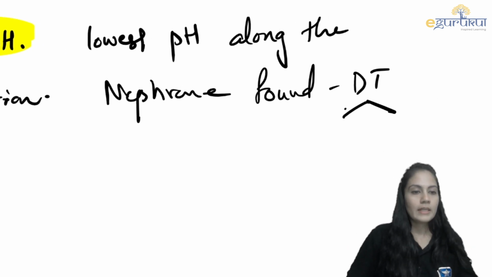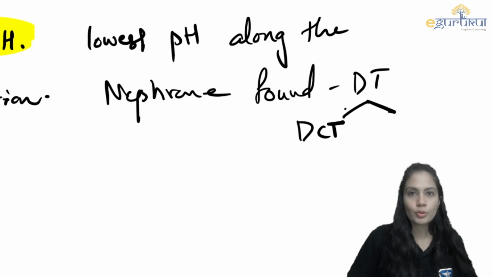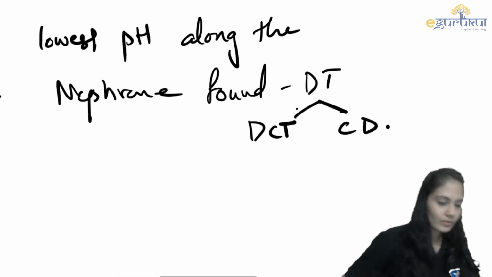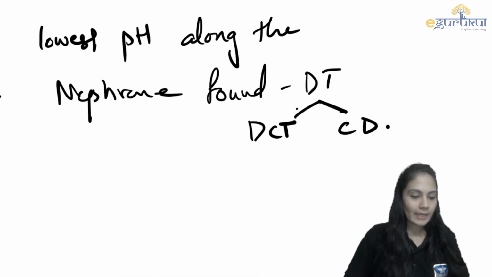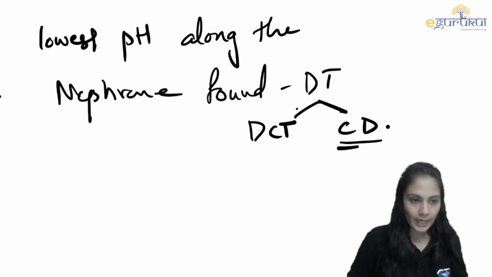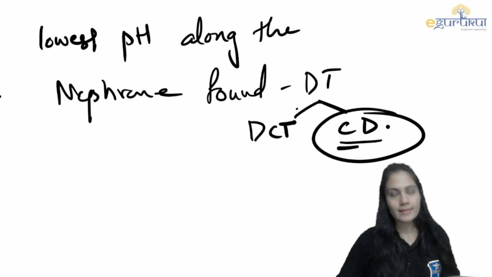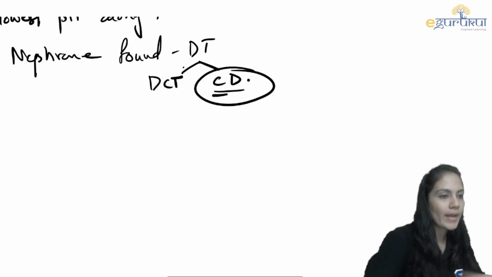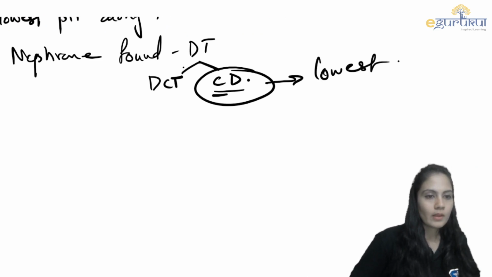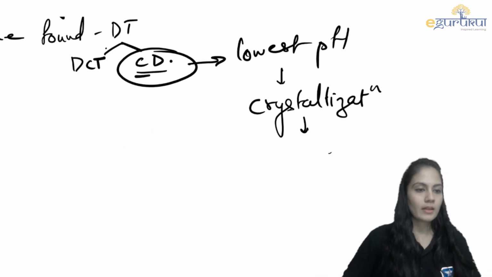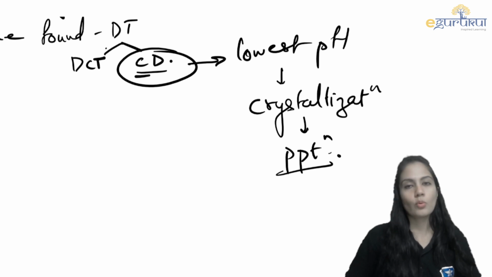That means the DT has two parts, the distal convoluted tubule or the collecting duct. Now, out of all these segments, the collecting duct is having the highest acidity. Why? Because there is so much concentration of the urine, right? So the lowest pH is present in the collecting duct. And that's where the lowest pH is going to cause the crystallization. And once the crystallization starts, obviously what is going to happen? The uric acid starts getting precipitated. So precipitation will start over here, right?